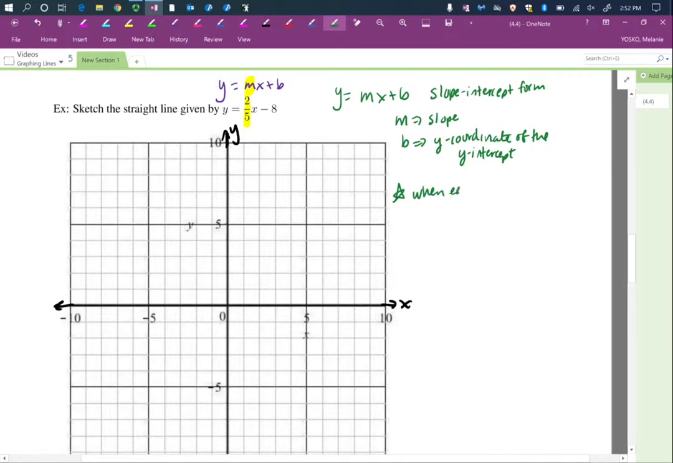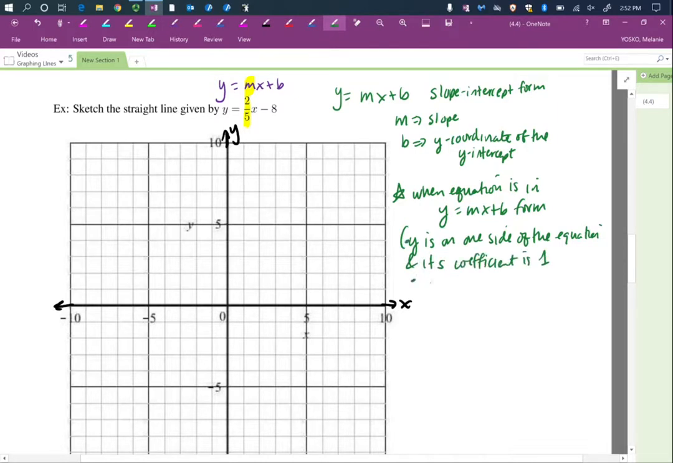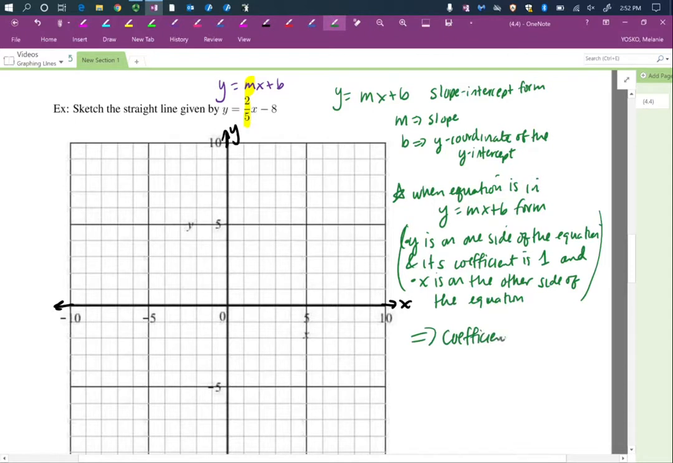So when your equation is in y equals mx plus b form, which just means y is on one side of the equation and its coefficient is 1. That's the first thing. And x is on the other side of the equation. So that's what y equals mx plus b form is. Okay, so we know, if that's true, that the coefficient of x is the slope. So we see our slope is 2/5.